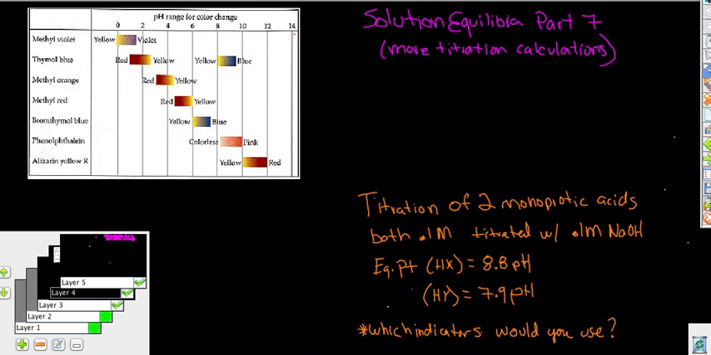Hello, welcome back to Solution Equilibria Part 7. We're going to look at a couple more titration calculations and figure out a few things with that.